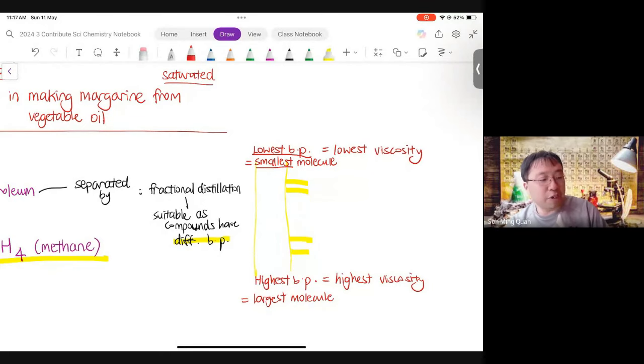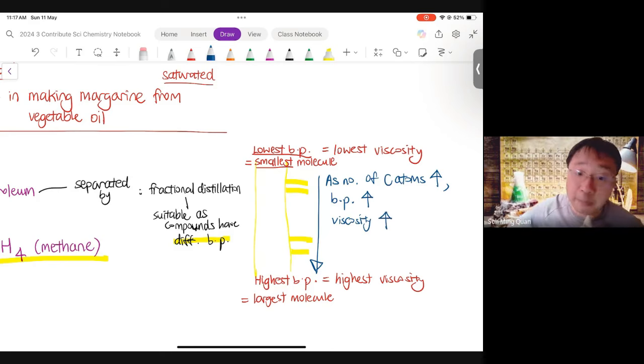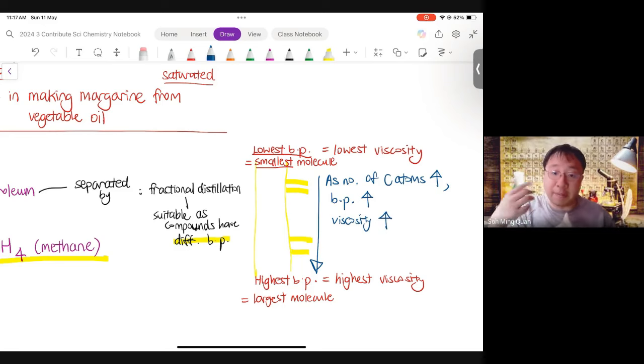All right. Which means we can conclude as the number of carbon atoms increases, the boiling point also goes up, the viscosity also goes up. So viscosity and boiling point will go up as the number of carbon atoms goes up. That's one. All right.